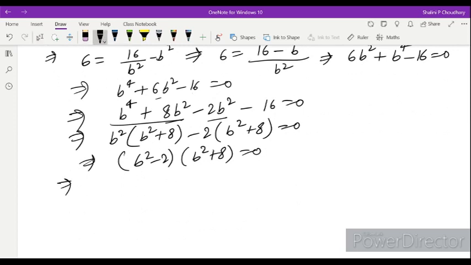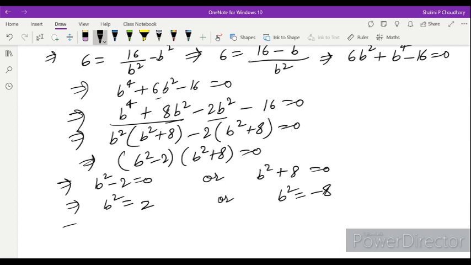What values are we getting? Either b square minus 2 is equal to 0 or b square plus 8 is equal to 0. It means b square will be equal to 2 or b square will be equal to minus 8. So b will be equal to plus minus square root of 2 or b will be equal to square root of minus 8, that will be equal to plus minus i, because square root of minus 1 is equal to i.